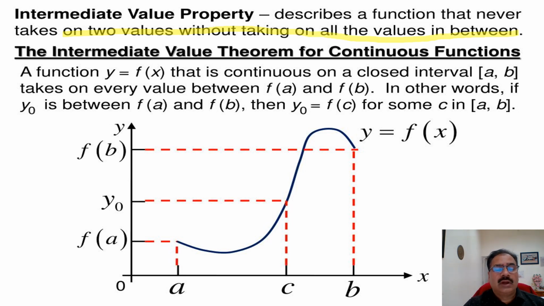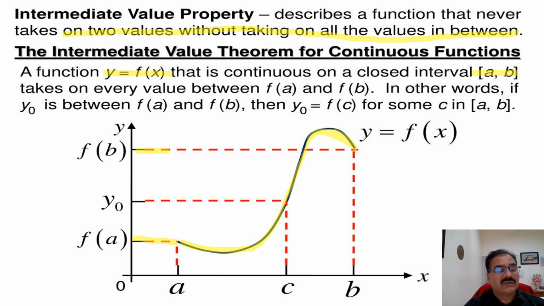If you consider y is equal to f(x) that is continuous on a closed interval [a, b], it takes on every value between f(a) and f(b). If this is f(a) and this is f(b), then this is in between f(a) and f(b). It takes on every value between f(a) and f(b).